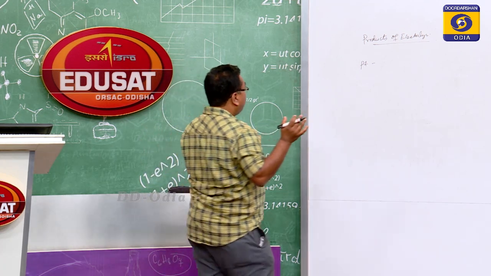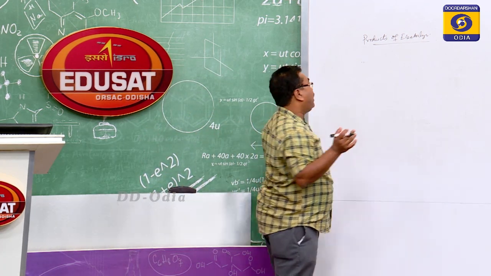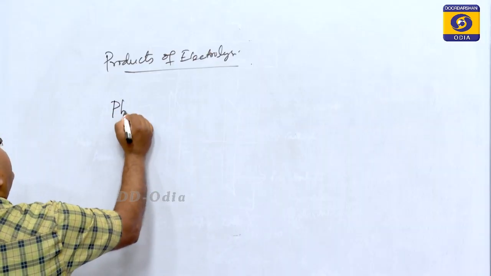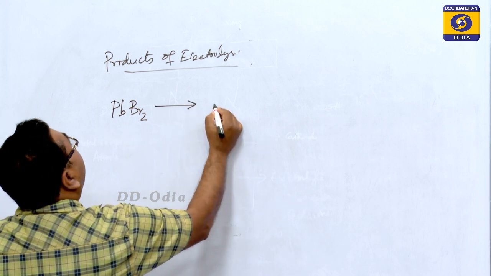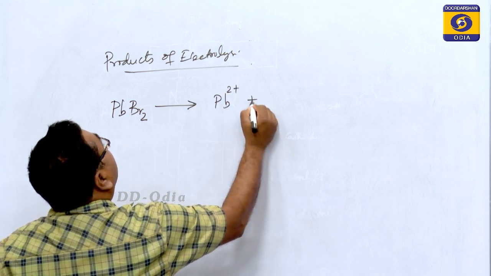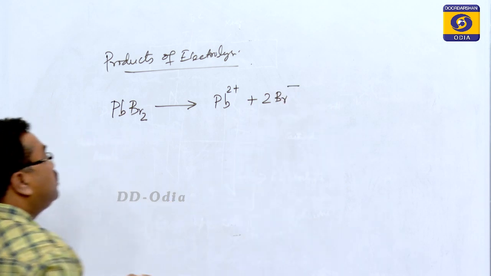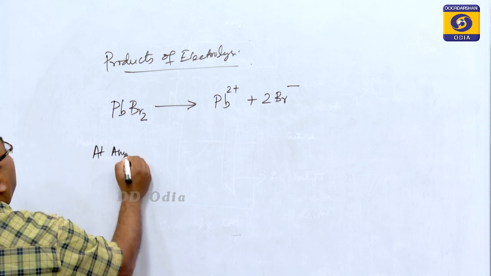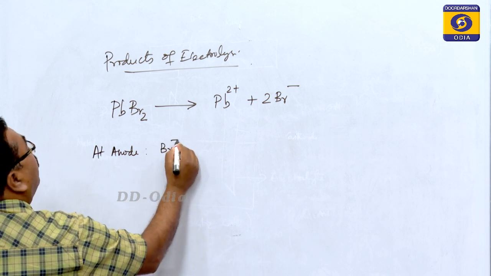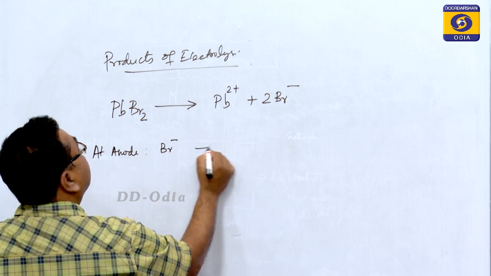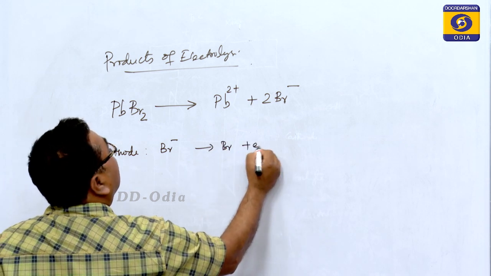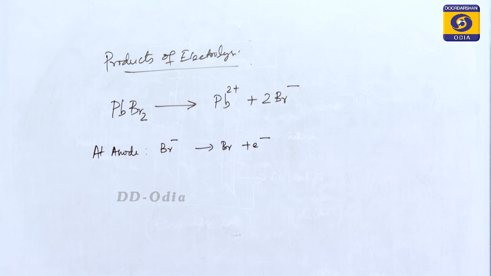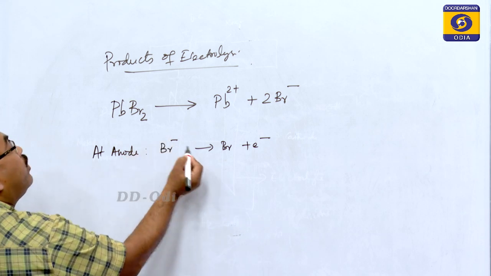Let us take the first example, the electrolysis of lead bromide. Lead bromide will ionize as divalent lead and bromide ions. There will be a cathodic reaction and an anodic reaction. At the anode, bromide gives up an electron. Here, at the anode, oxidation occurs.